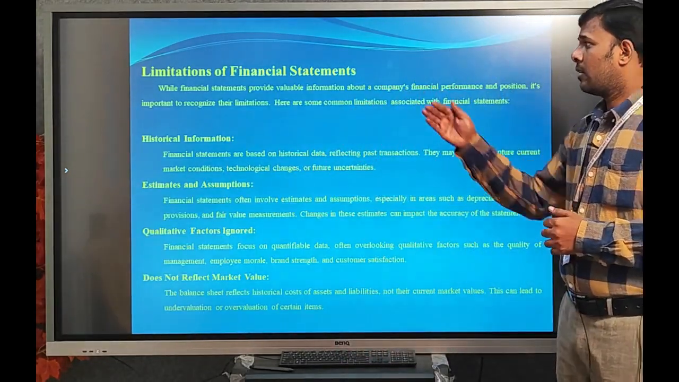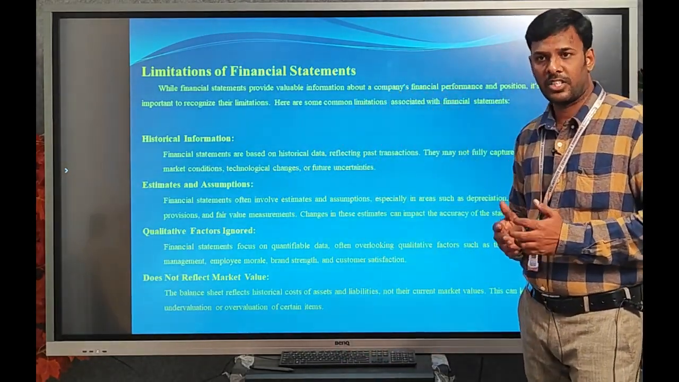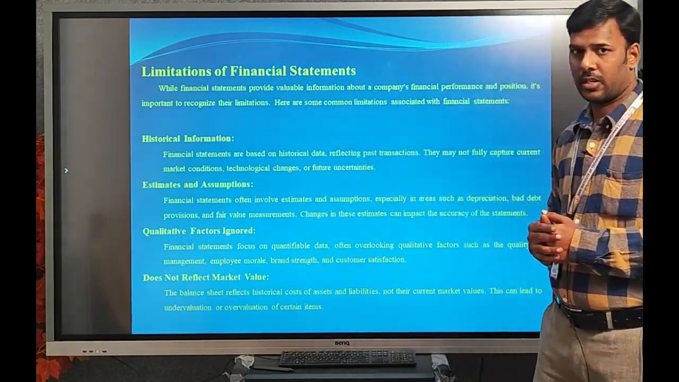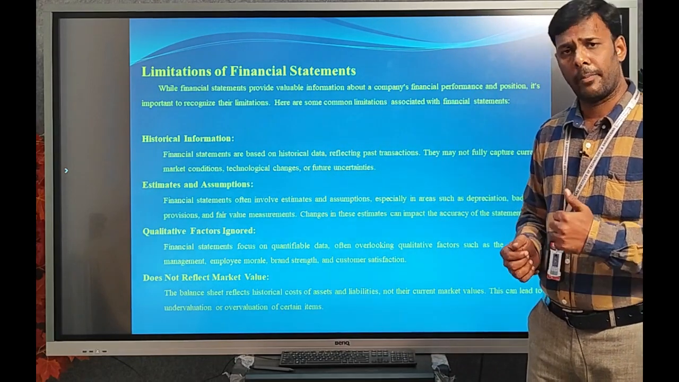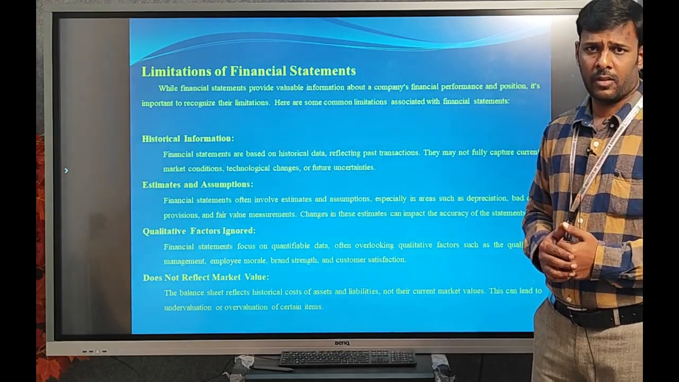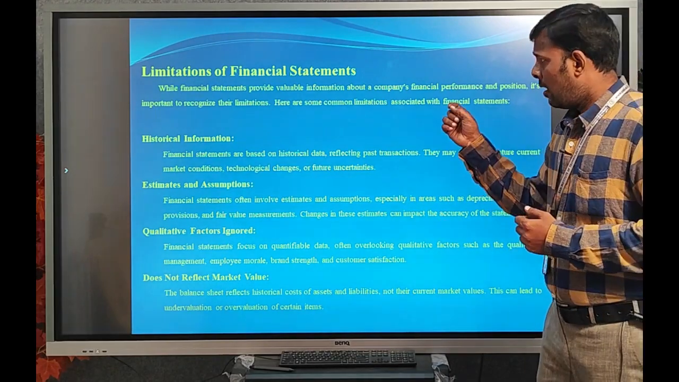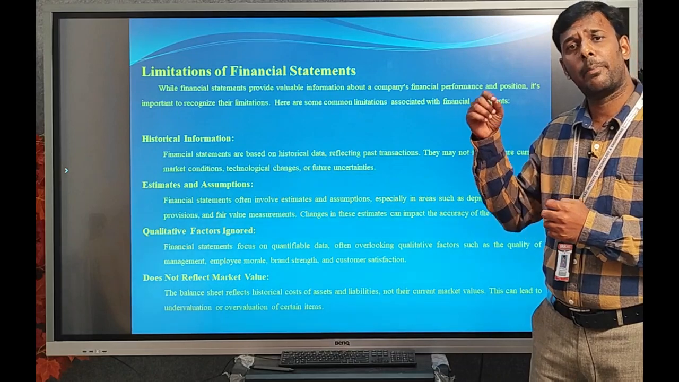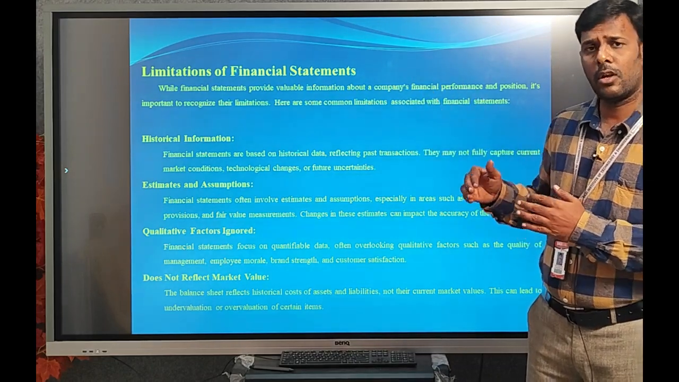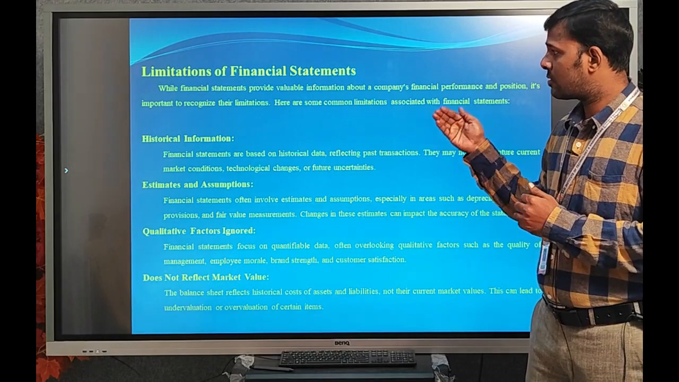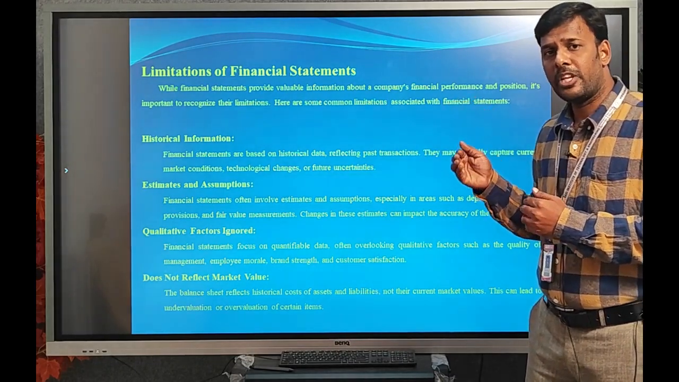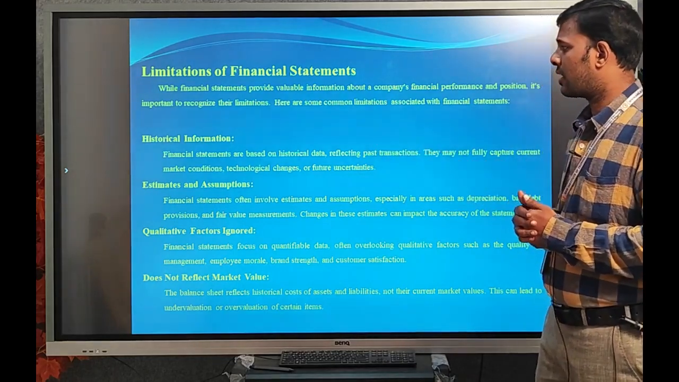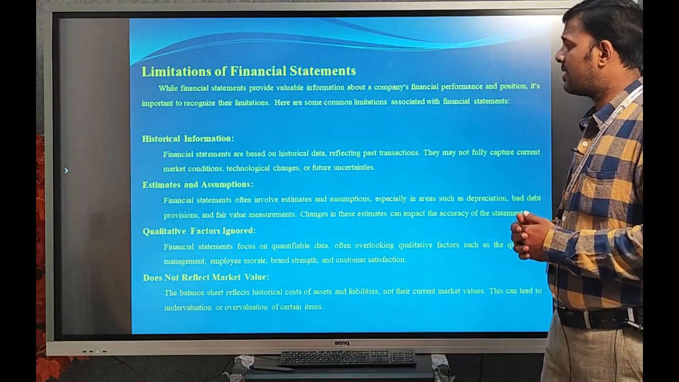And now we can see the limitations of financial statements. Yes, there are some limitations. The first one is historical information. We prepare accounts based on things that have happened. We are not calculating accounts for future activity, what will happen in the future. We cannot prepare them like that, because accounts give information about what actually happened in the organization, that is, historical information. Next one is estimates and assumptions.